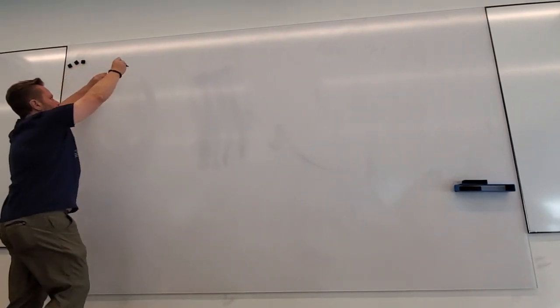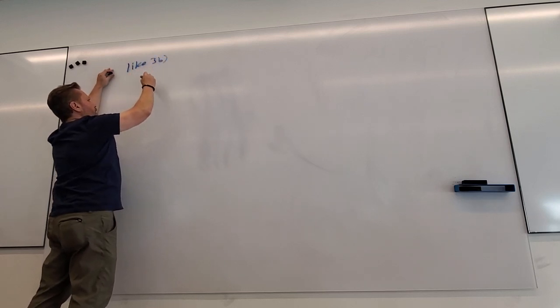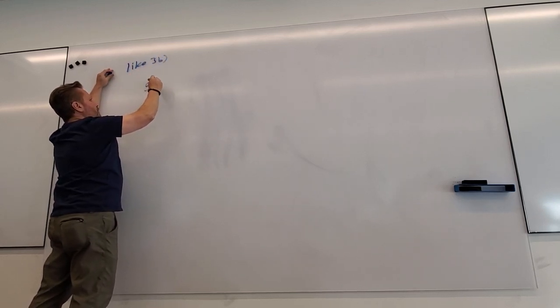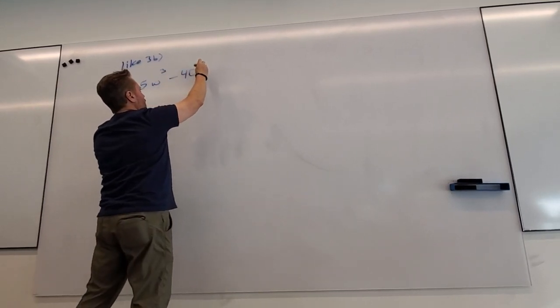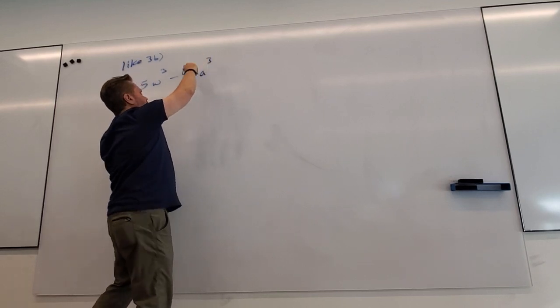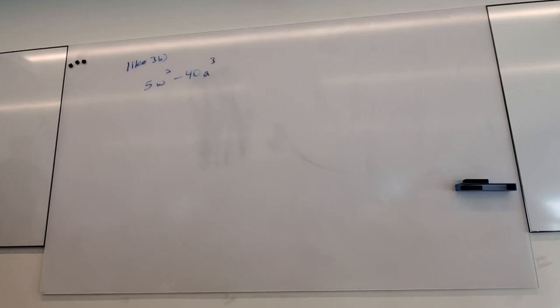All right, guys, so this is one like 3b. What do you got, Jeff? 5w cubed minus 40a cubed. Some of you guys try to immediately break this up little to big dude, but that makes no sense.